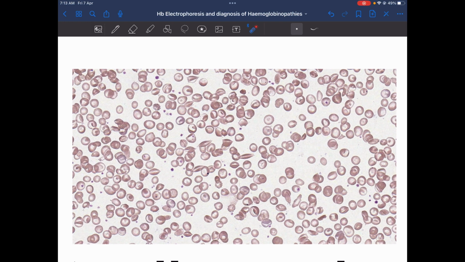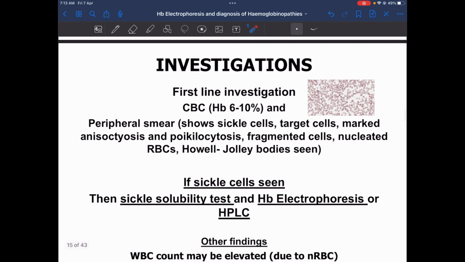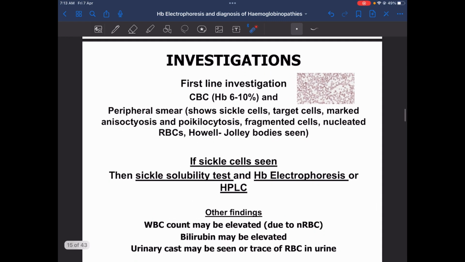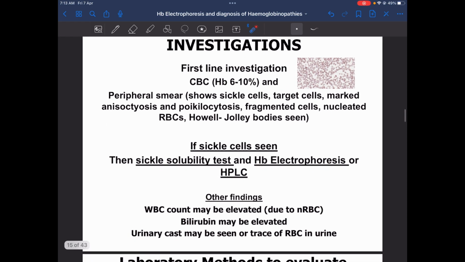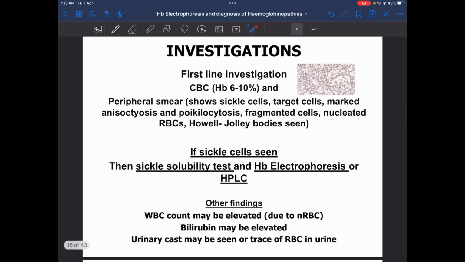And yeah, pretty much this is what a peripheral smear is going to look like for a patient who has sickle cell. If you do see sickle cells, you will then move on to the next part of the investigation, which is a sickle solubility test and a hemoglobin electrophoresis. Okay, but before moving on to that, we also need to keep in mind other findings that we might see. So the white blood cell count may be elevated because of the nucleated red blood cells.